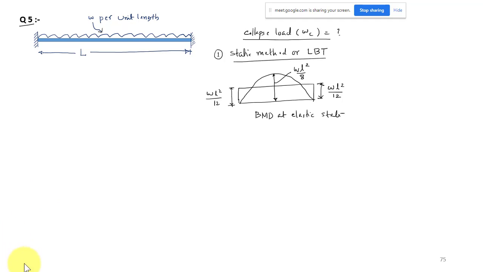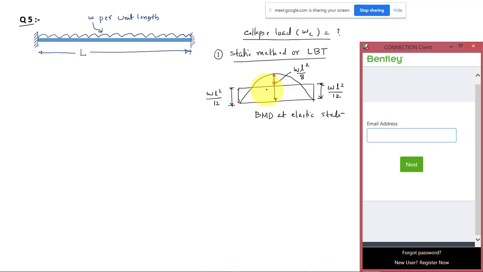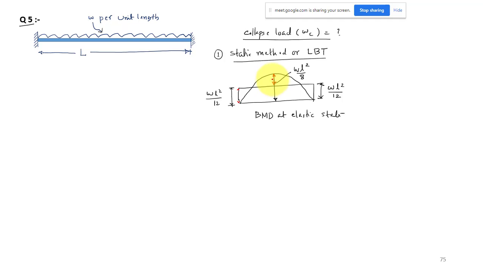Now, where is the maximum moment in this fixed beam? The maximum moment will be here at the mid span. What is the net moment? Only this much. That will be WL square by 8 minus WL square by 12. How much is that? 1 by 8 minus 1 by 12 is 1 by 24. So the net moment is WL square by 24.